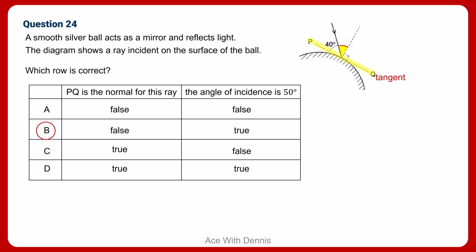Hence, the angle of incidence will be 90 degrees minus 40 degrees, which gives us 50 degrees. Therefore, the answer is B. PQ is the normal for this ray, is false. The angle of incidence is 50 degrees, is true.